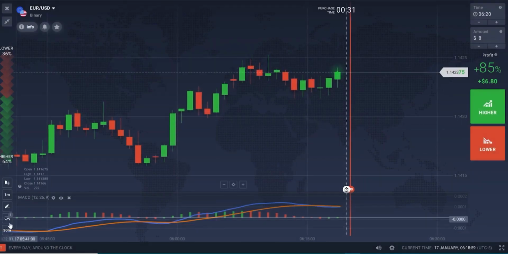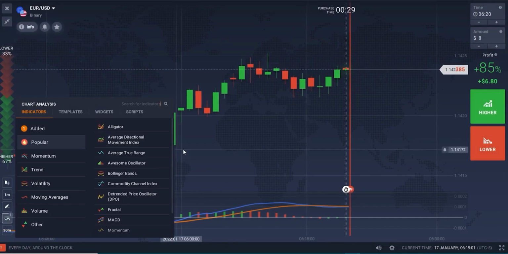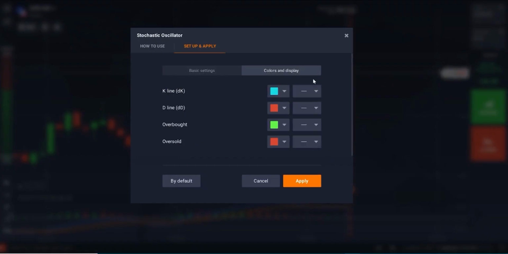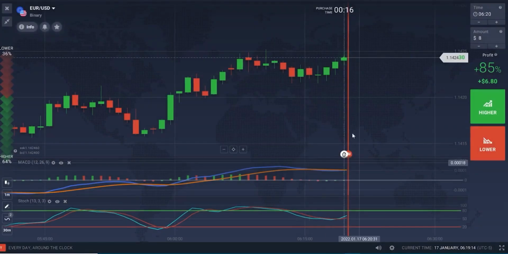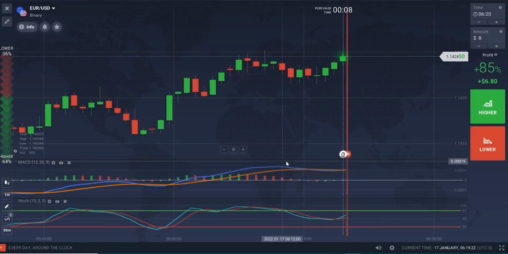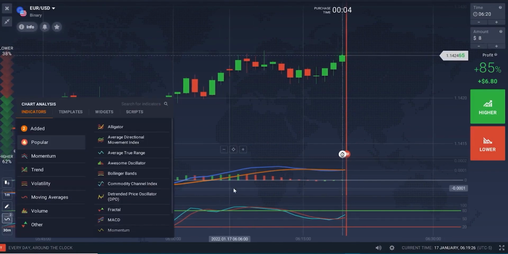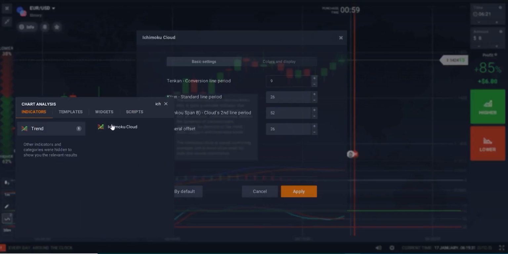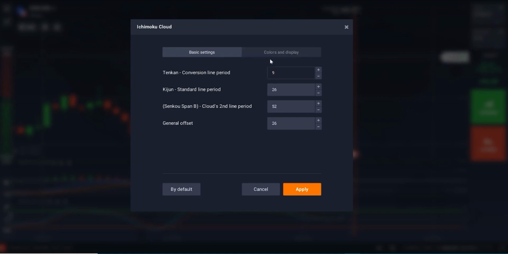The next oscillator we need is the stochastic. We'll also leave its settings as default and make its lines a bit thicker and more visible for the video. Now we have both oscillators added to the chart. Next we need to add the Ichimoku indicator. Let me add it as well. For Ichimoku we don't need to modify the settings.